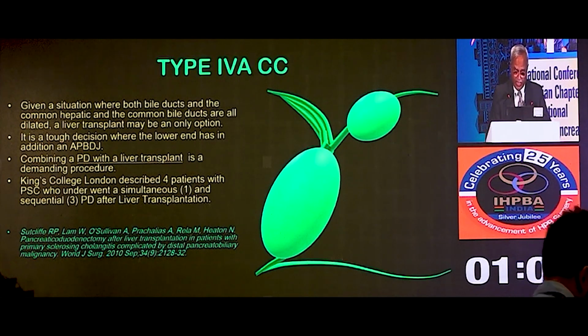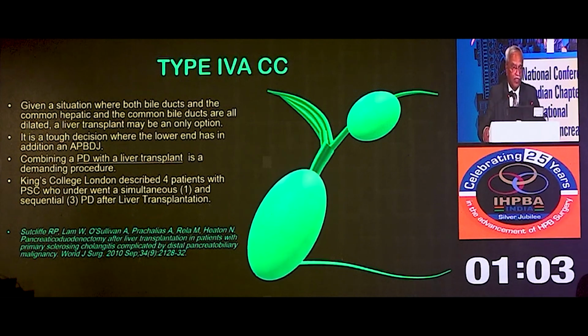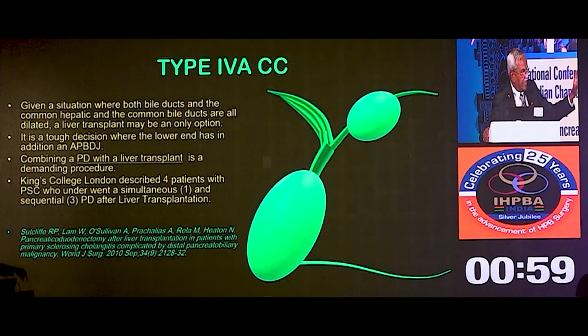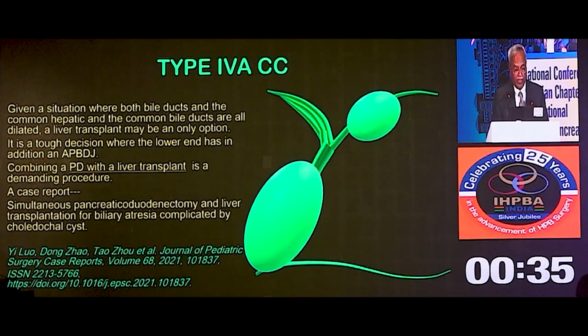It's a tough decision when you have massive dilatation inside the liver with fibrosis and you have a dilatation going down. Combining pancreaticoduodenectomy with an OLT is a frightening procedure, but it has been done. King's College, the Rela unit, describes 4 patients. 1 was done simultaneously, and 3 had sequential procedures, an orthotopic liver transplant followed by a pancreaticoduodenectomy.